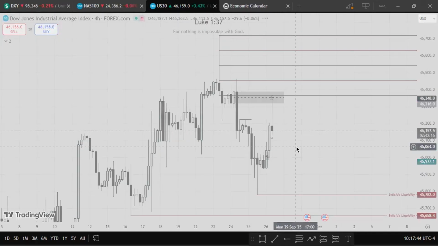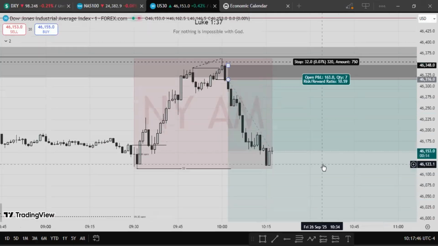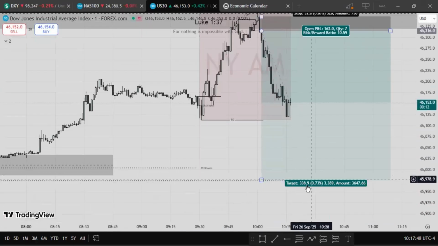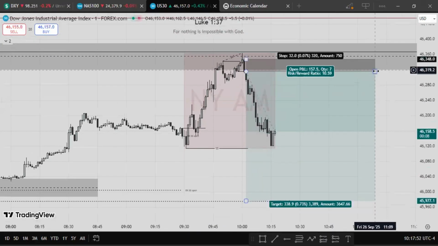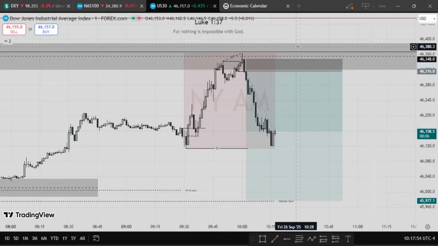I don't think I'm gonna hold to that though. I'm just gonna trail my stop and then take my profits at this midnight open. So let's see the rest of the trade, how it goes.